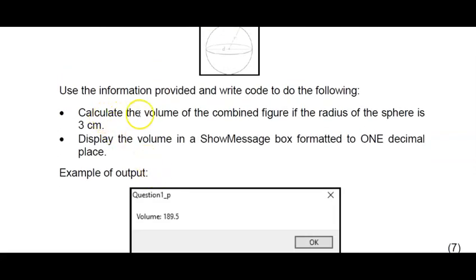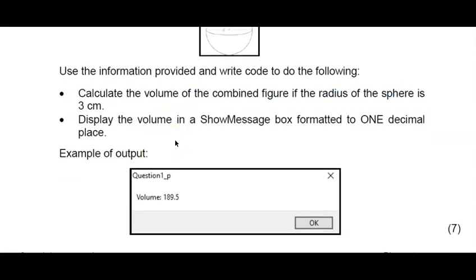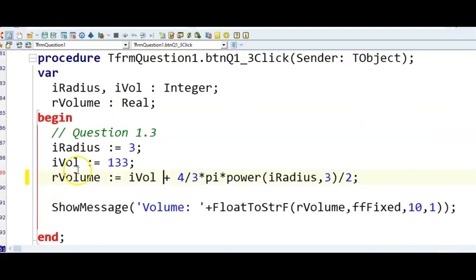Here they're asking us to calculate the volume, combine the figures, and they also tell us that the radius is 3. So there's no input here, which was actually a bit confusing because we usually expect input, but there wasn't any. And then we had to display in a show message formatted to 1 decimal place the answer. Pause the video and I'll show you the memo just now.